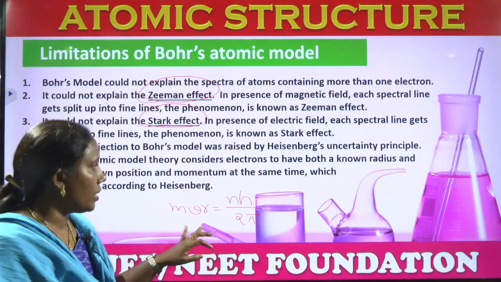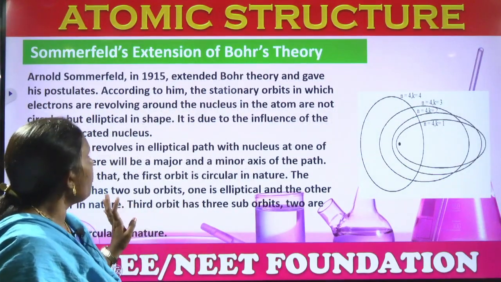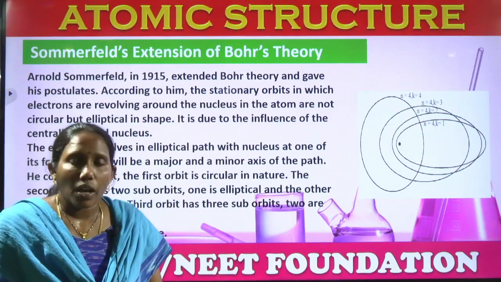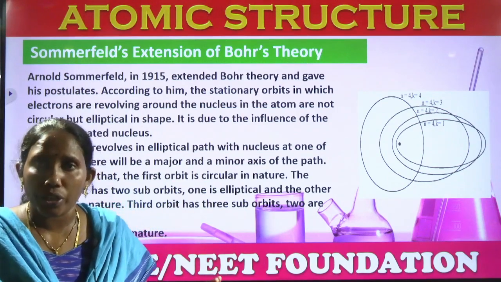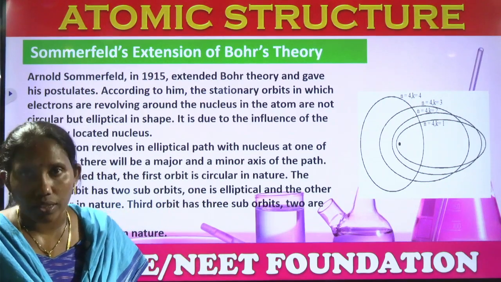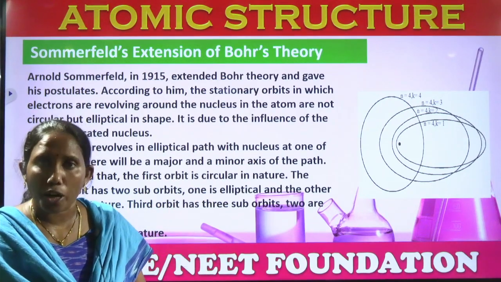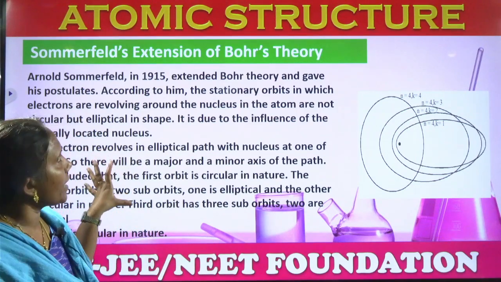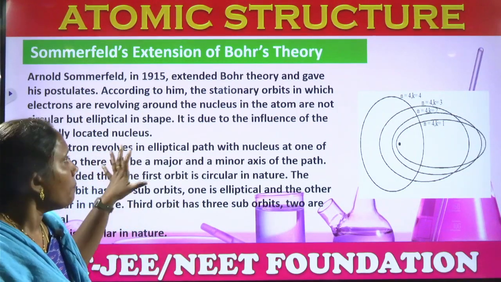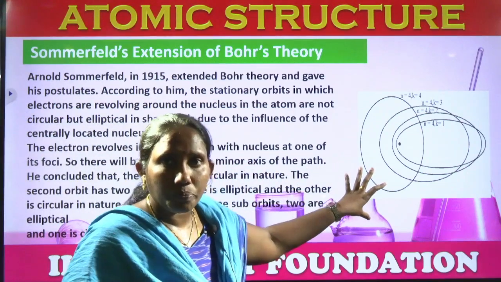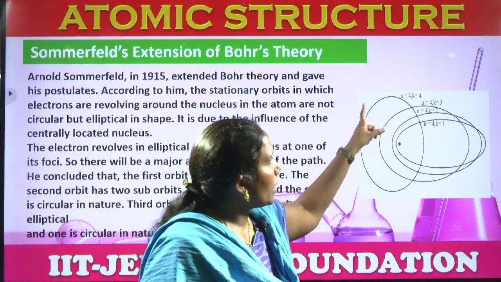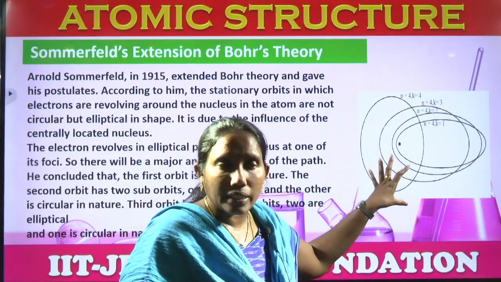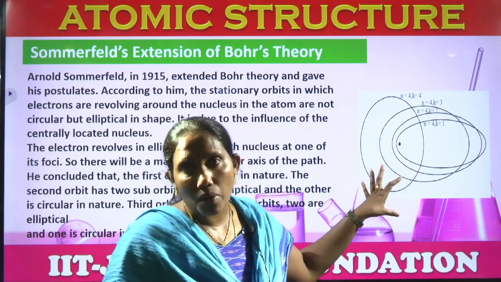Okay, let us see the next topic. Sommerfeld's extension of Bohr's theory. In Bohr's theory we have studied that electrons revolve around the nucleus in a circular path. That circular path is called an orbit or shell, right? So what is Sommerfeld's extension of this? Here, not only in circular paths, the electrons will be in elliptical form also.